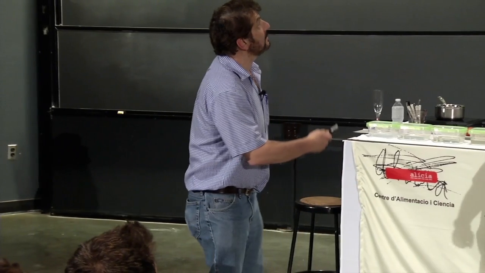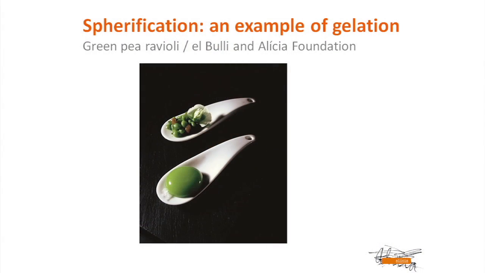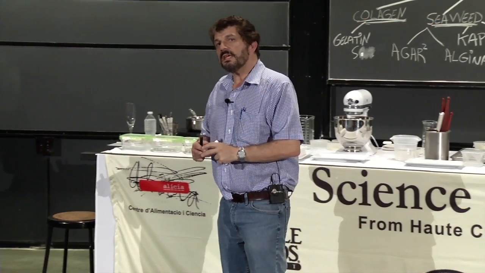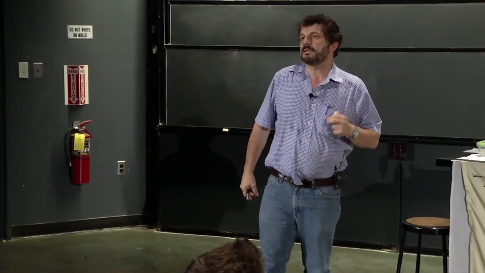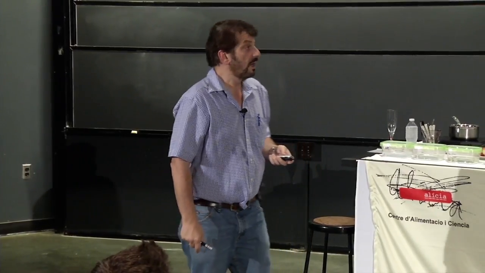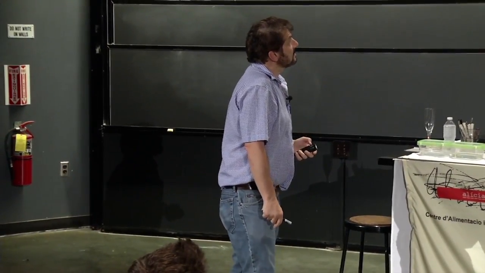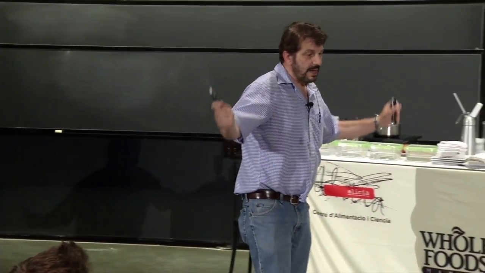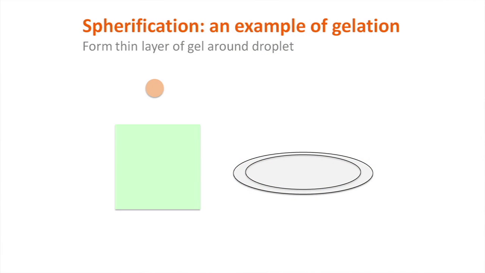Spherification, here are some examples from Alicia and from El Bulli, Ferran Adria's restaurant. Spherification is a way of taking something that's fluid-like and making it into a solid, but a solid that if you bite into, you still realize the liquid-like behavior. So it's liquid-like on the inside, and it's just a thin shell of gel to make it into a solid. And so this is conceptually how you make it.